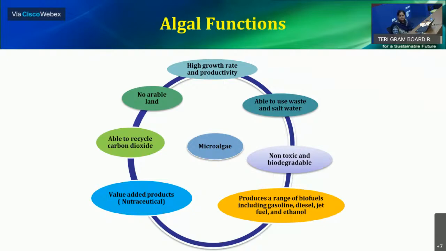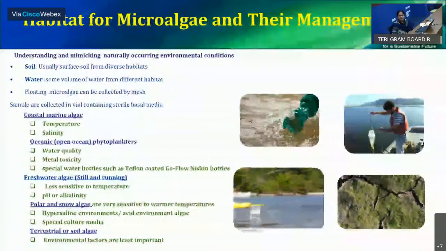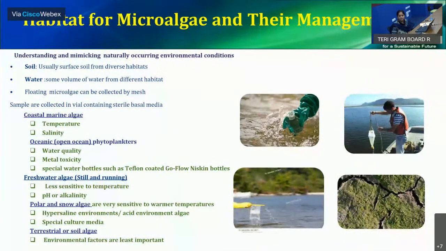So moving further, before we start off with the algae, we need to select the habitats for the microalgae. For understanding the habitats, we need to first understand and mimic the environmental conditions. So the very initial step when we go for collecting the algae from the water samples, we need to focus on what we are targeting. If we are going for the soil, that is the terrestrial algae, we need to usually look at the surface soil from the diverse habitat and collect the samples from there. And from the water bodies, we need to take some amount of water from different regions and from the diverse habitat, and we can collect those samples.